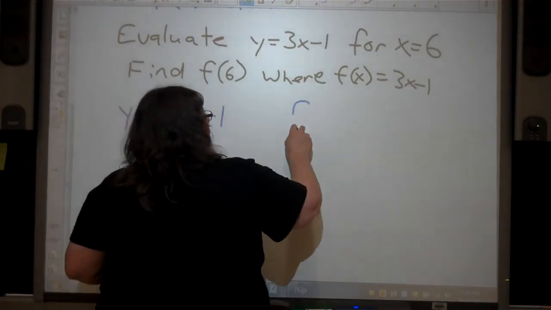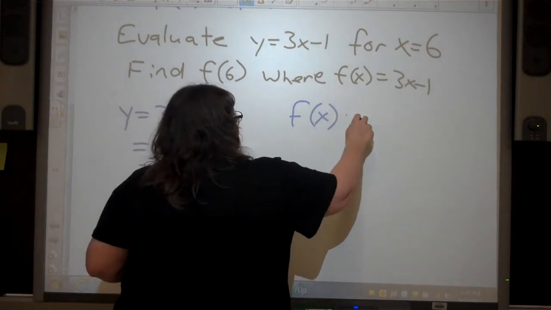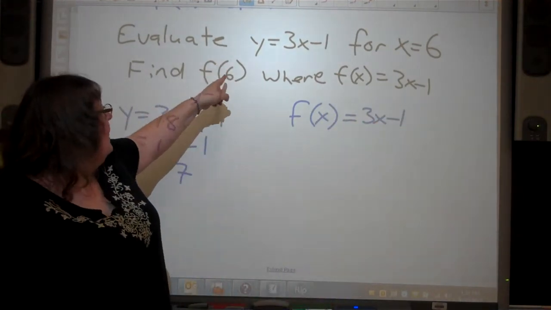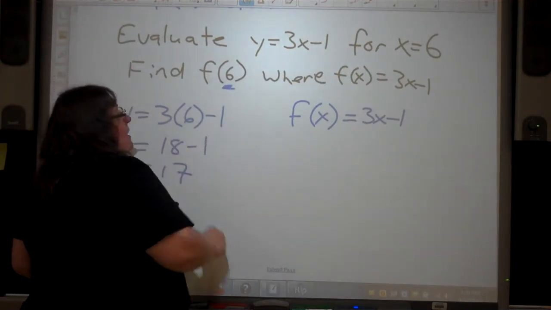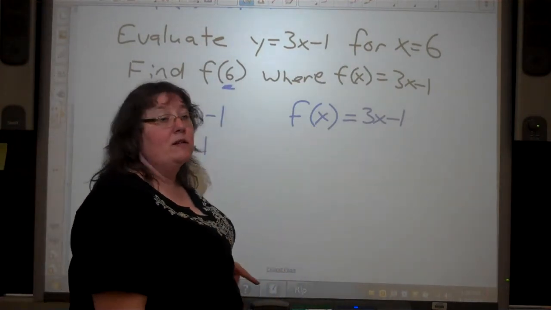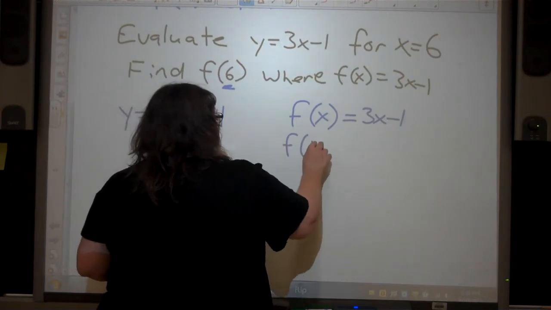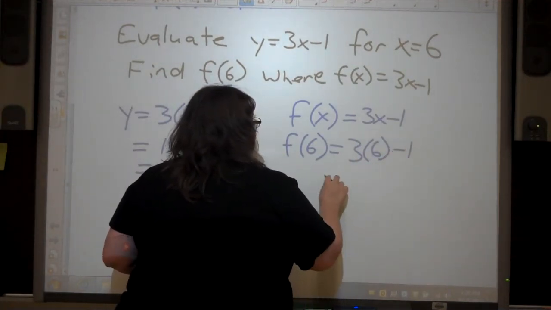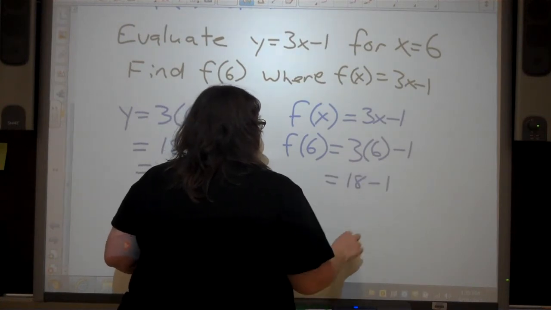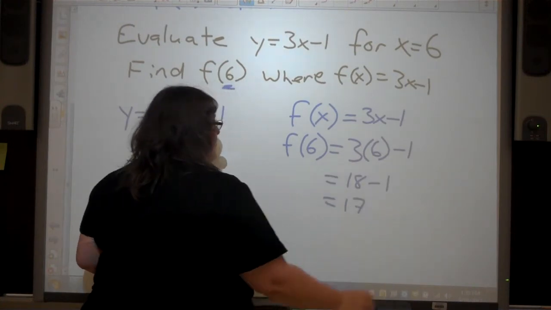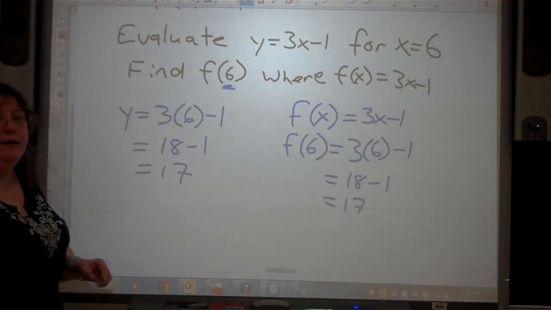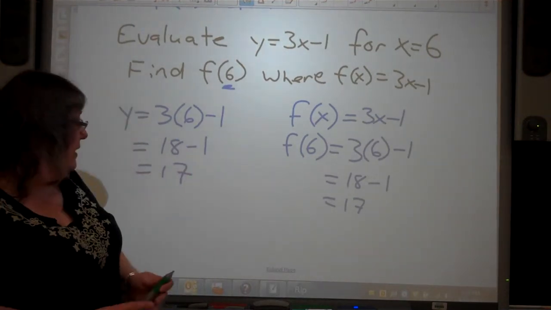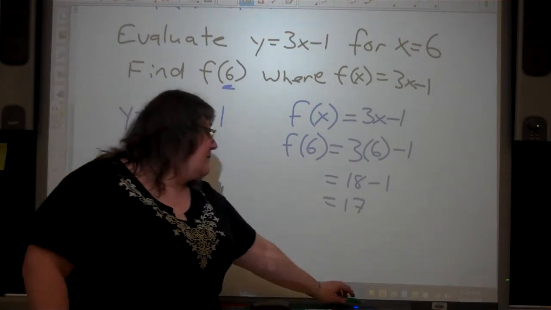It isn't. If I have f of x equals 3x minus 1, I want f of 6. Wherever I see this 6 is where I'm going to put it for the x's. Okay? So f of 6 is 3 times 6 minus 1. Again, 18 minus 1, 17. Okay? No difference. No difference at all. Alright? So think about that. Come in with some ideas.